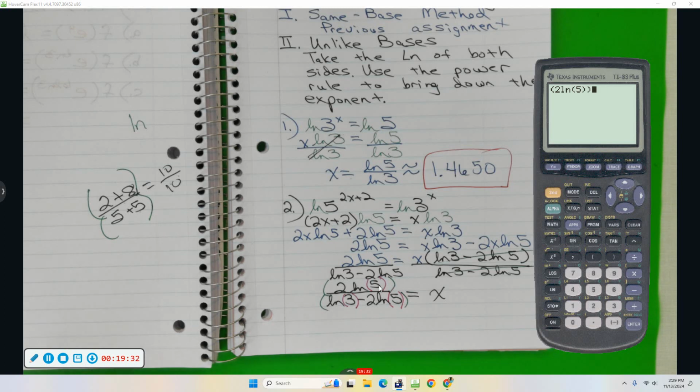If there's more than one number on top, put it in parentheses. If there's more than one number on the bottom, put it in parentheses. I see 3 numbers on the bottom, 2 on top. That's how you know you've got to put them in parentheses.